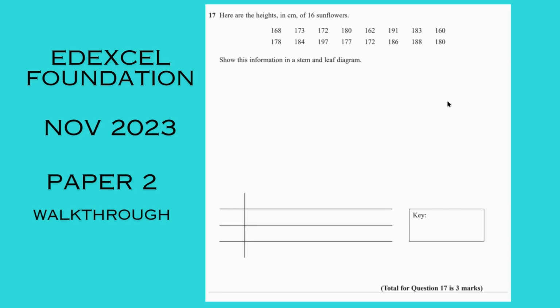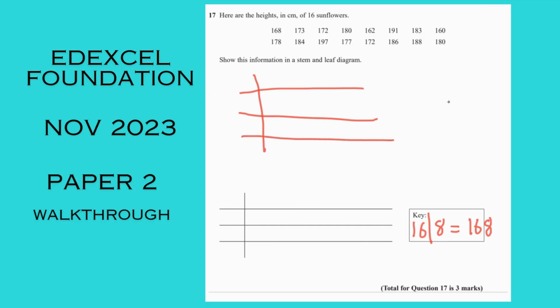So, stem and leaf for number 17, pretty bog standard, nothing to catch you out. Personally, I always like to get the key done straight away. So I'll just take the first bit of information, 16|8 means 168 centimetres for the sunflower. Now they give you plenty of room, use it. Use it for one in rough.